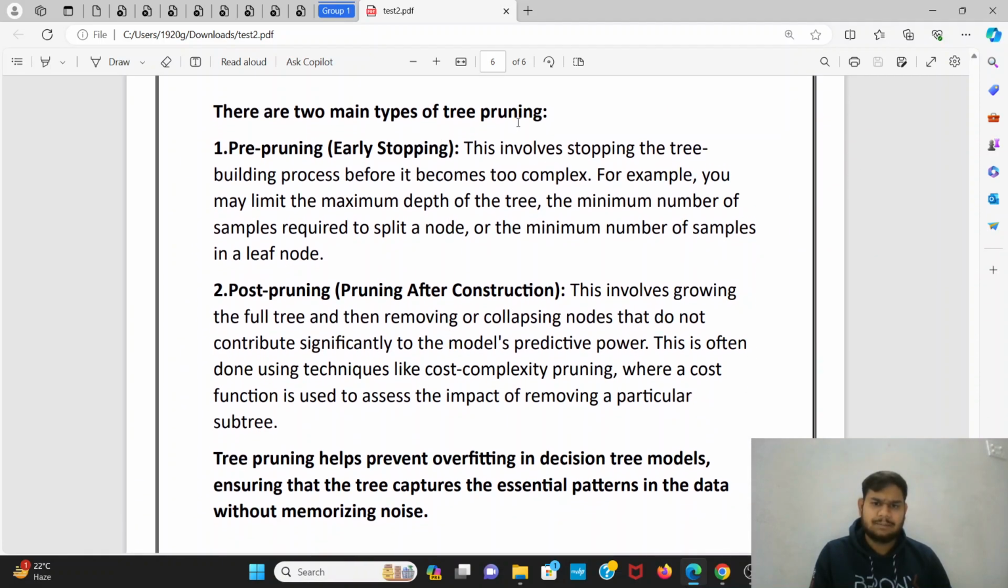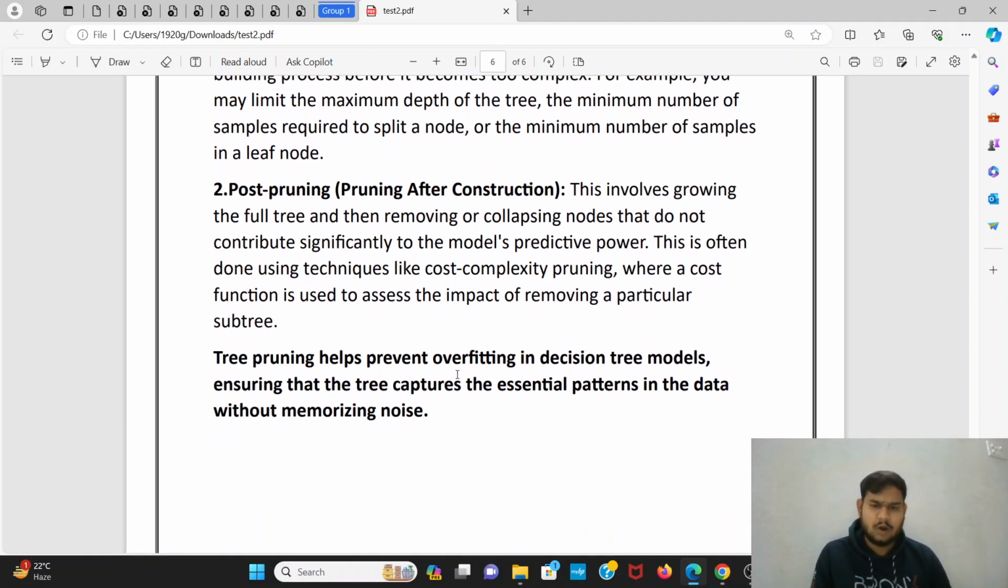There are two main types of tree pruning. First is pre-pruning, early stopping. This involves stopping the tree building process before it becomes too complex. For example, you may limit the maximum depth of the tree, the minimum number of samples required to split a node, or the minimum number of samples in a leaf node. Second, post pruning, also known as pruning after construction. This involves growing the full tree, and then removing or collapsing nodes that do not contribute significantly to the model's predictive power. This is often done using techniques like cost complexity pruning, where a cost function is used to assess the impact of removing a particular tree. Tree pruning helps prevent overfitting in decision tree models, ensuring that the tree captures the essential patterns in the data without memorizing noise. Thank you.